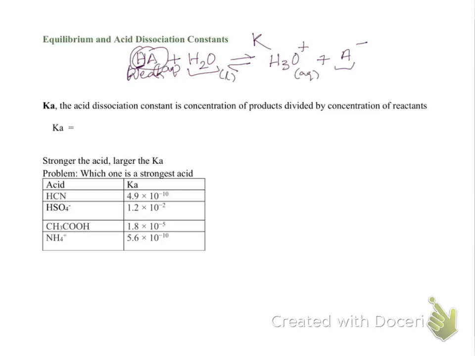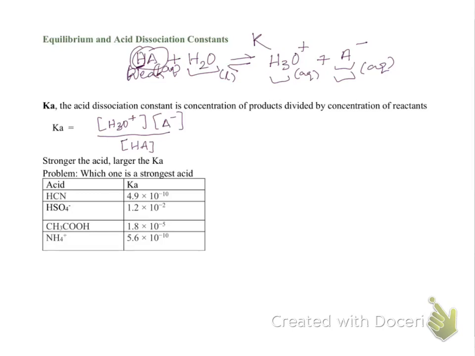Here aqueous and aqueous. And when we write down the equilibrium constant expression, we know that we do not write down anything that has solid or liquid written next to it. So my equilibrium constant expression, I'm going to write down Ka. A stands for acid, since we are talking about acid. So it is an equilibrium constant for acid, or we can also call it the acid dissociation constant. It is the concentration of products. These are my products: H3O plus times A negative divided by the concentration of reactant.